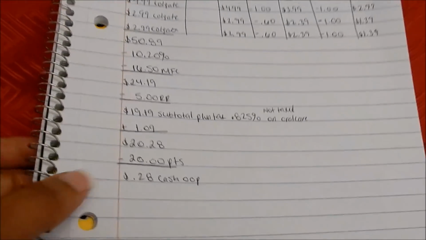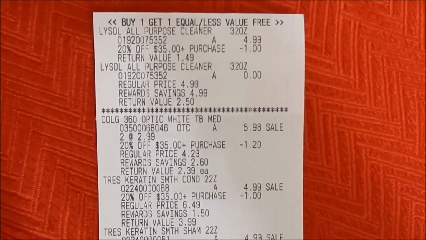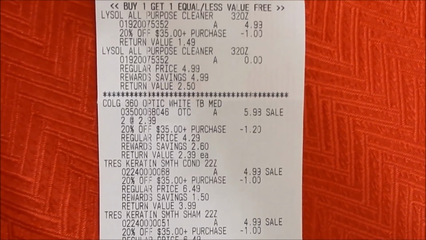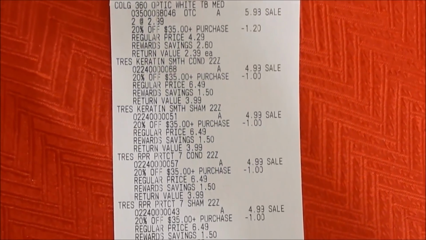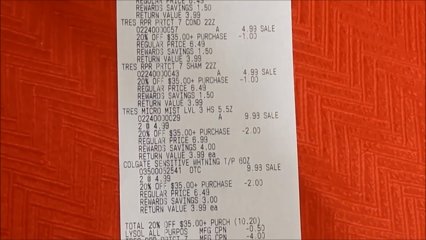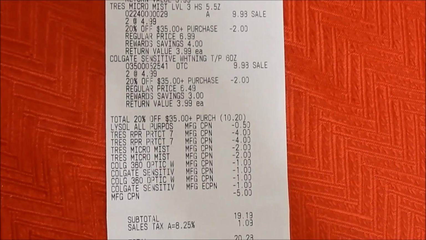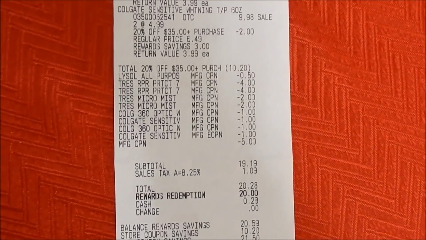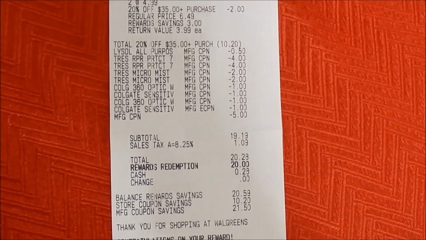Okay, so let's look at the receipt. All right, so the Lysol $4.99. The second one is free. It rings up at 0 automatically. The Colgate toothbrushes, the Tresemme, and you see the percentage off coupon takes it off on each individual item. The Colgate toothpaste, all of my coupons applied with no issues. Subtotal $19.19, tax $1.09, total $20.28, and I rolled 20,000 in points.